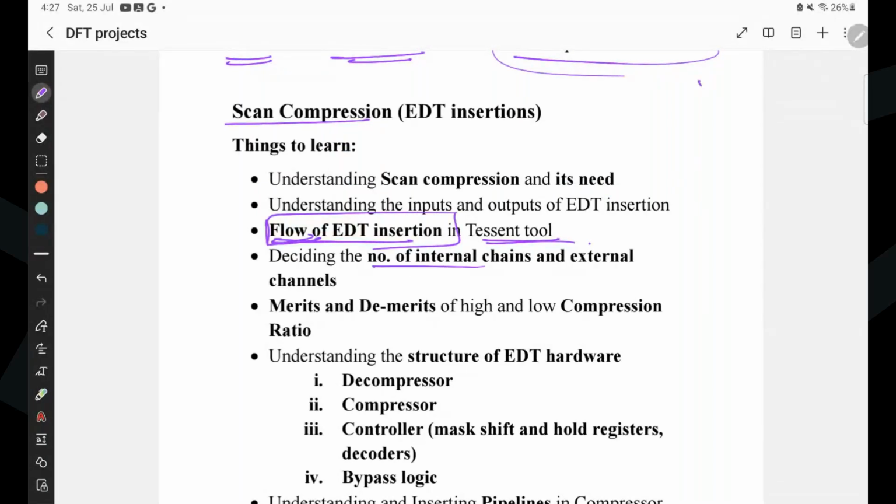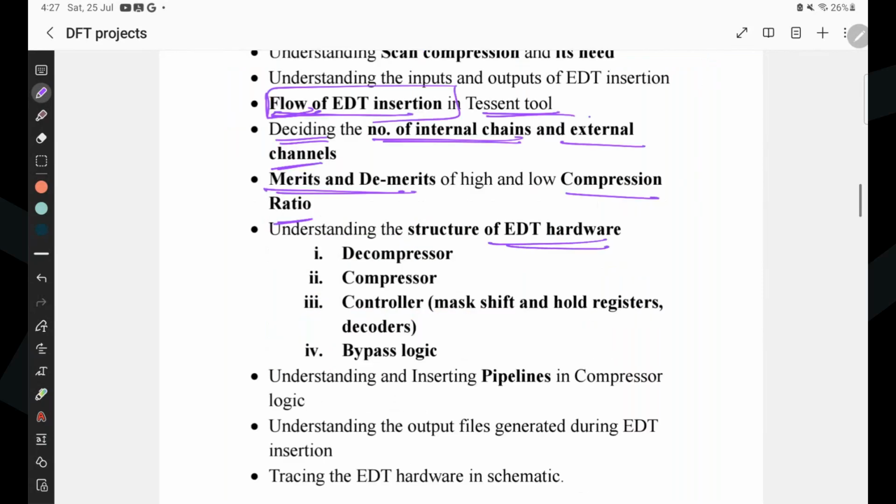And we will understand the number of internal chains and external channels, and how to decide them. We will understand the merits and demerits of high and low compression ratio. We will be inserting the EDT architecture, understanding all these components and adding them into our design. Whatever EDT logic has been inserted, we will trace the EDT hardware in the schematic. We will also do pipeline flops insertion in the compressor block. All those things we will understand in the EDT labs.